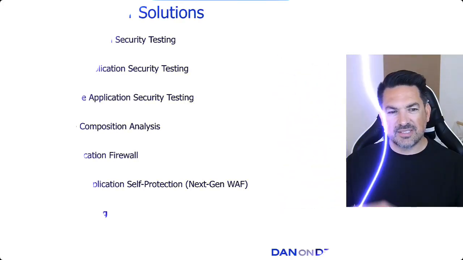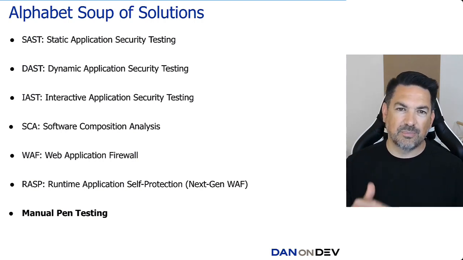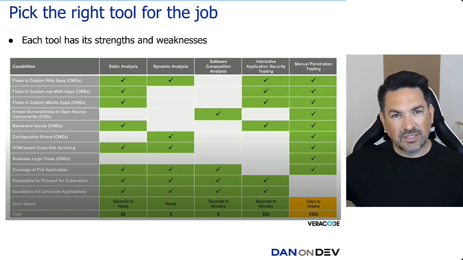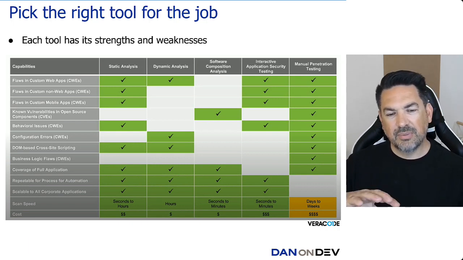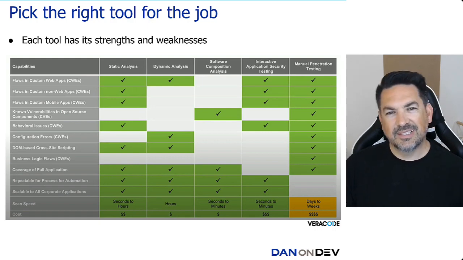We've discussed this alphabet soup of categories of products. Now we're moving into manual pen testing, which is really more of a service. It's covered a little bit in this Veracode chart. You'll see all these checkboxes that are checked for Veracode, but if you look, there's a couple of key things that are not checked. That's kind of their perspective. I'm going to give you mine.